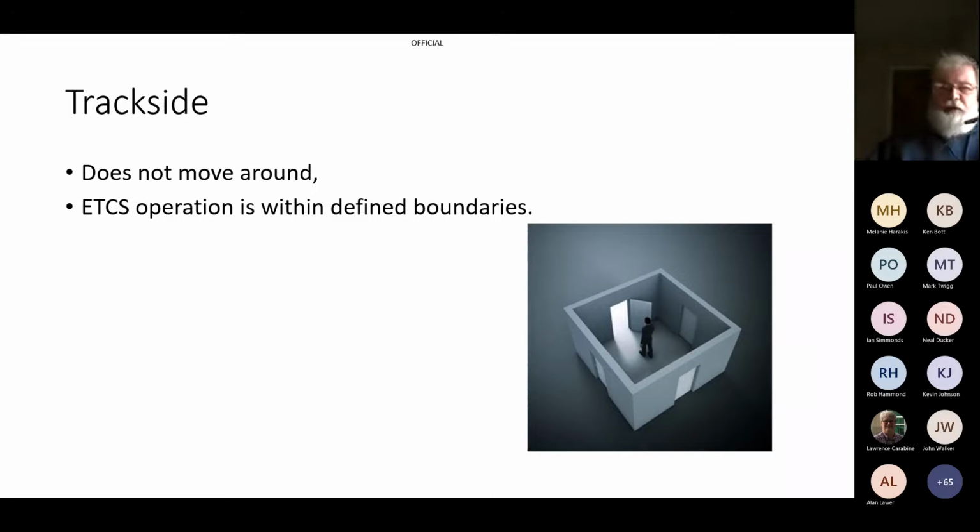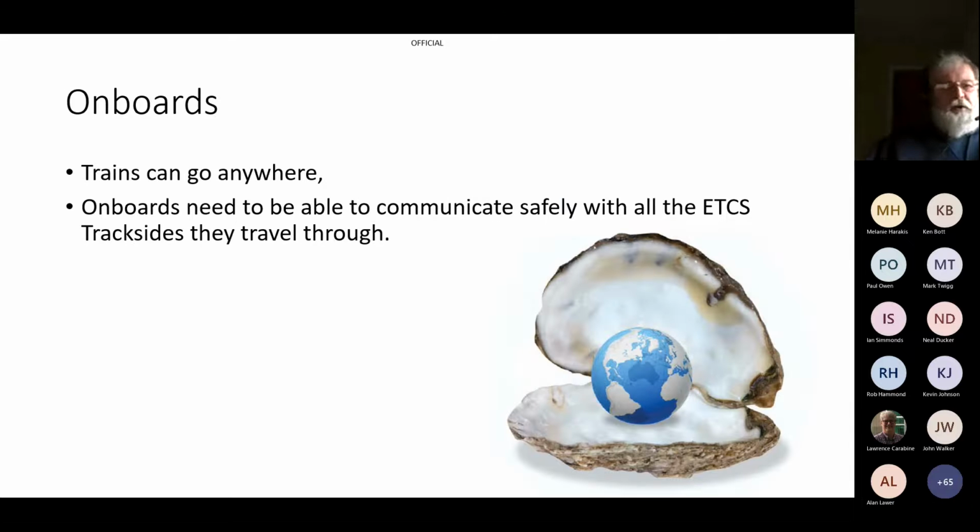One of the other things to remember with ETCS is that tracksides generally don't move around. Once you've built them, they stay where they are. And the ETCS operation is within well-defined boundaries. So the trackside normally has a fixed system version. The onboard has to do all the clever things. The world is its oyster. It can go anywhere that has got ETCS equipment, and it should be able to operate with any ETCS trackside. That would be our goal. So it's actually the onboard that's going to be doing most of this work in interpreting.